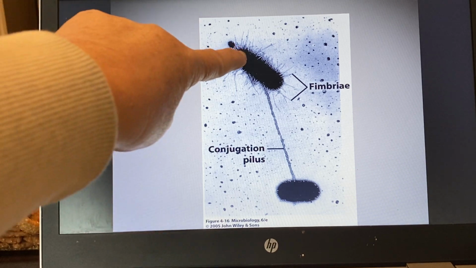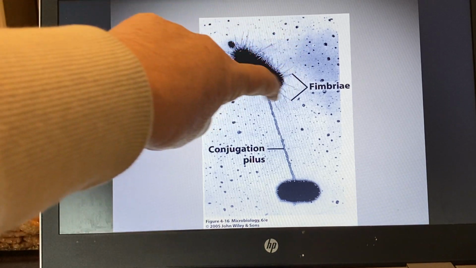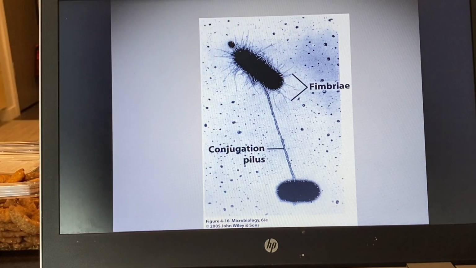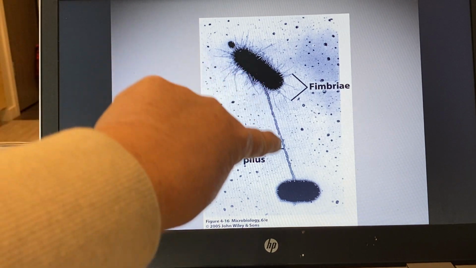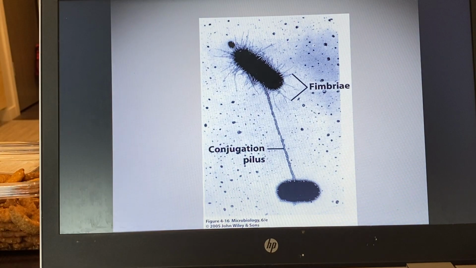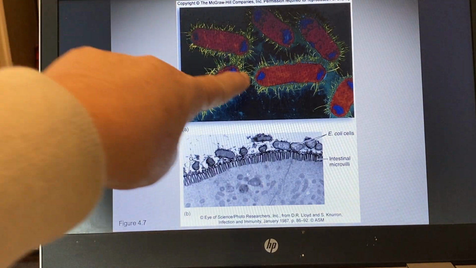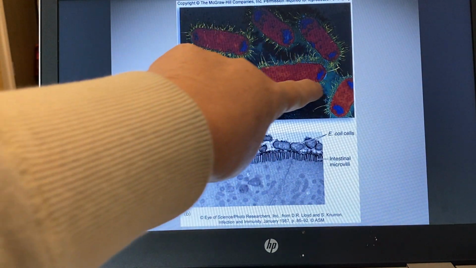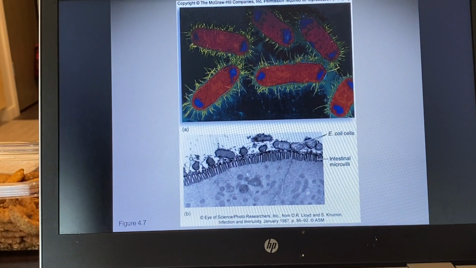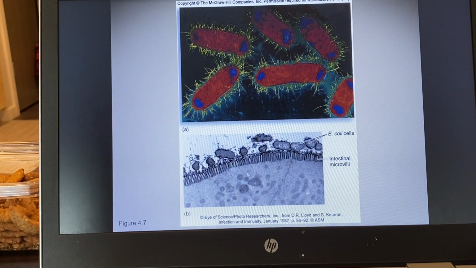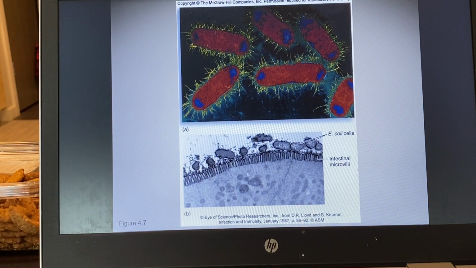This shows it a little better. So the things that are sticking off all around that are kind of short and bristly, those are the fimbriae. And then this long tube here is the conjugation pilus. Okay, this is even better because it's in color. So they're very small. The fimbriae are very small and bristle-like. They're pretty easy to tell apart from, say, flagella, because flagella are much longer.